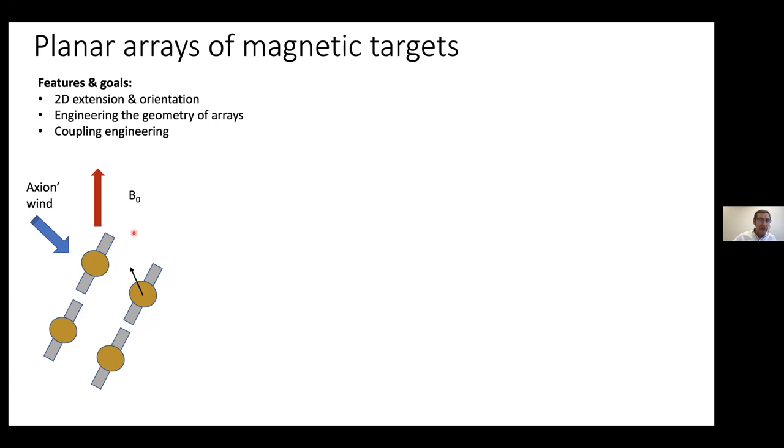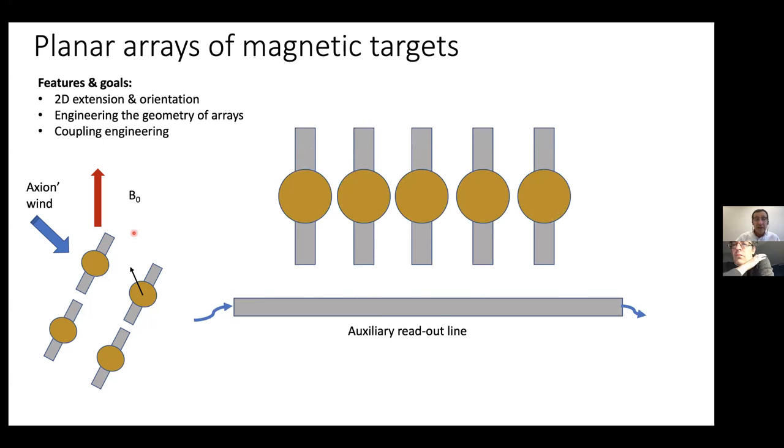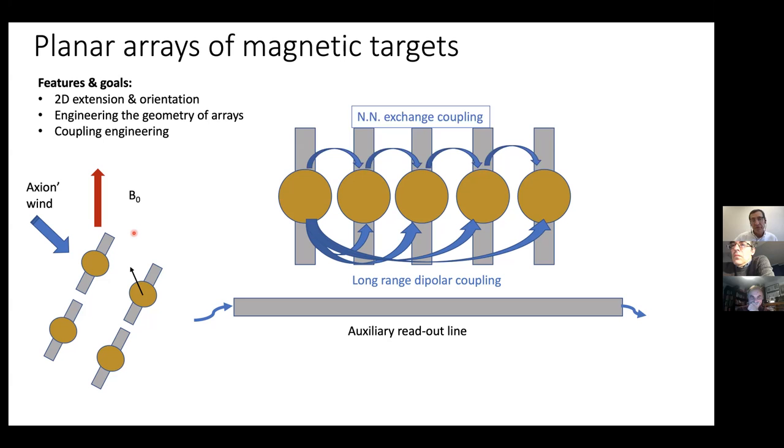So in principle, we introduce one more degree of freedom to the system, to increase the sensitivity of the detection. Another interesting opportunity is to tune also, so far I talked about independent units, but by playing just with the geometry, we can also think to couple the magnetic systems in different ways, with a long range dipolar coupling, or just by touching the sphere, the disk, one to another, and so play with the exchange coupling between the magnetic systems.